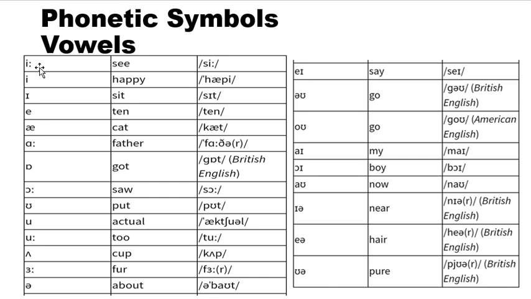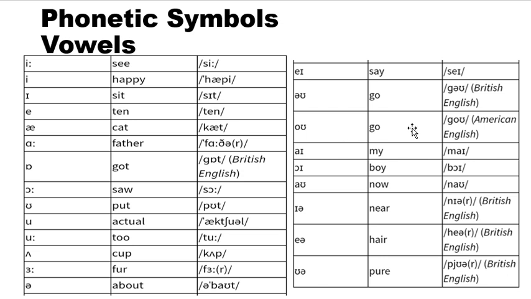Well, there is a colon at the end of some sounds. This colon shows the length of the sounds, as in E, A, O, U. Then we have got diphthongs here, double vowels. A as in say, O as in go, O in American English.